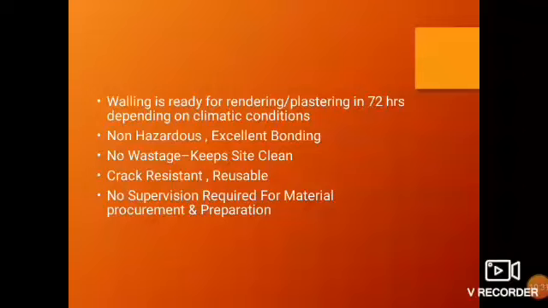No hazardous, and it has excellent bonding. No wastage. Keep the site clean. Crack resistant and reusable. No supervision required for material procurement and preparation.